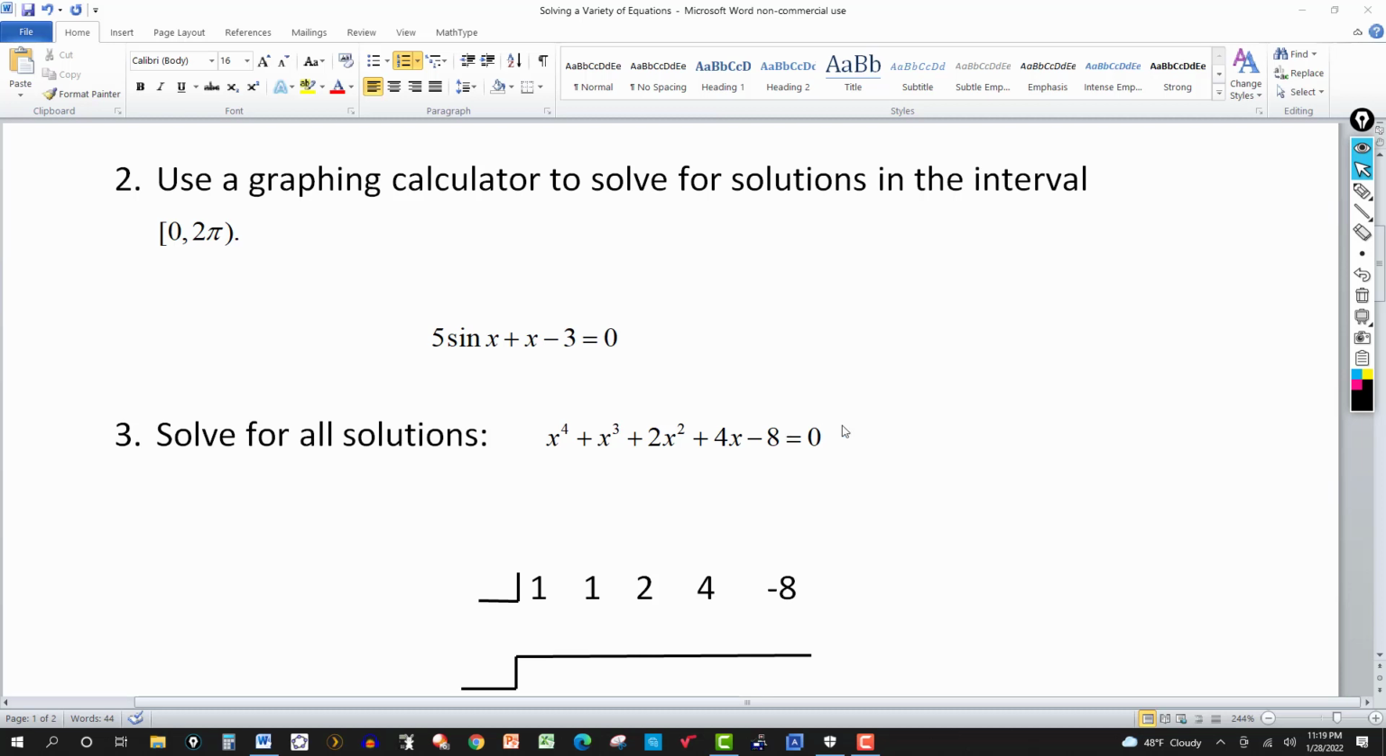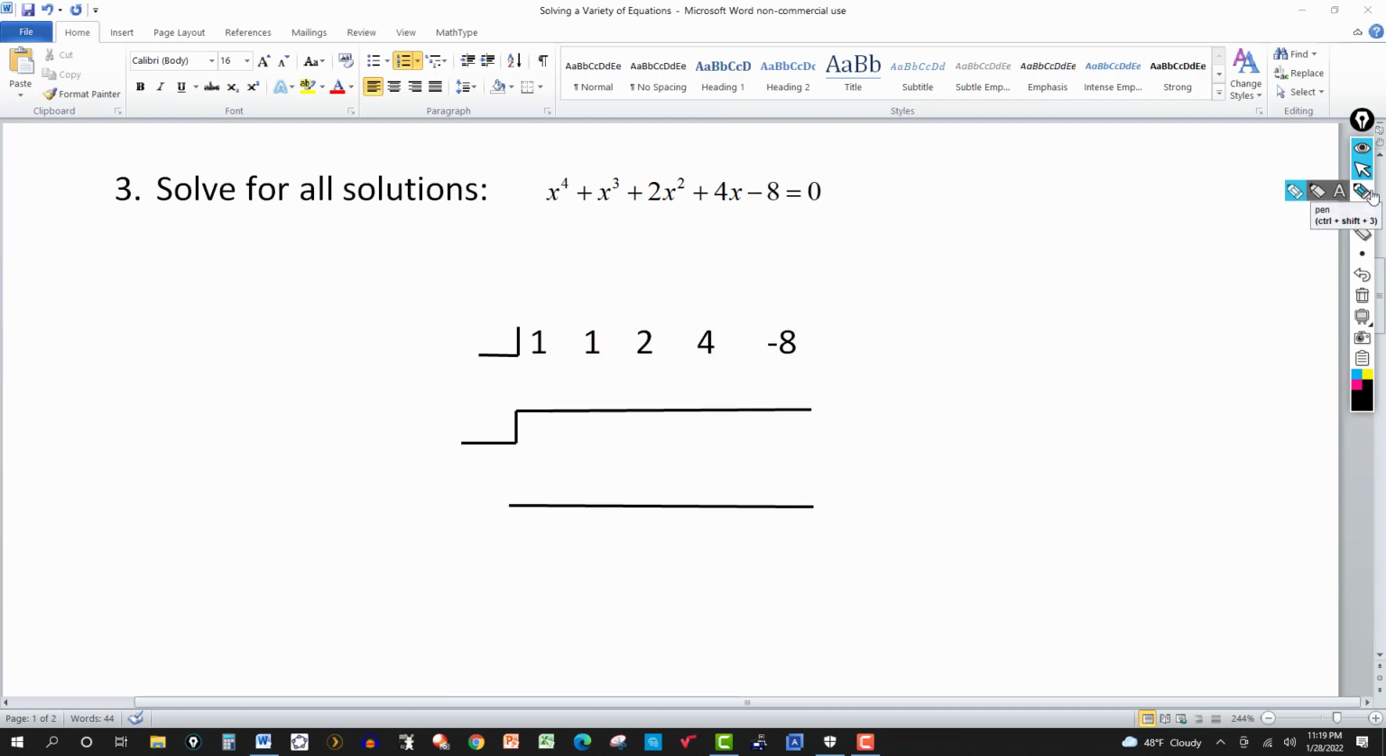So you try any of those and see which ones work. Usually you want to start with the smaller ones. So I'm going to start with 1, and I'm going to use synthetic division. So I'm going to put a 1 here, and in this first row that I have here, I have the coefficients of this polynomial on the left.